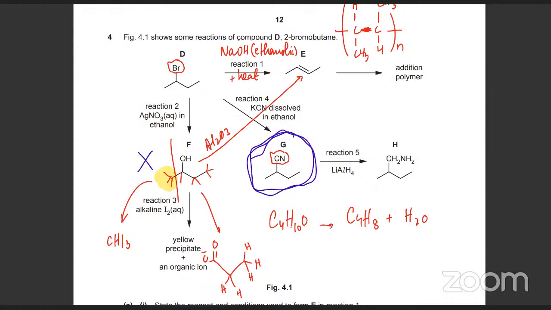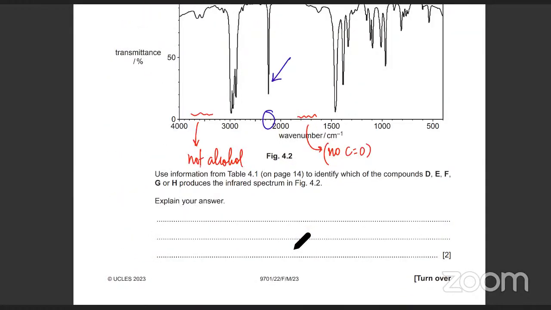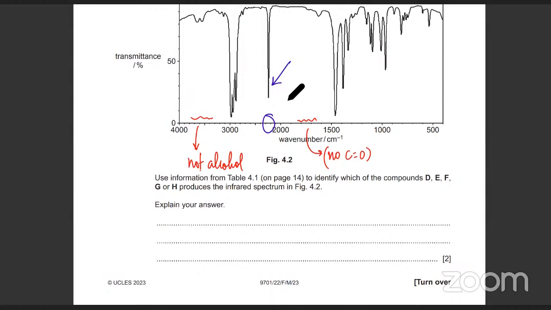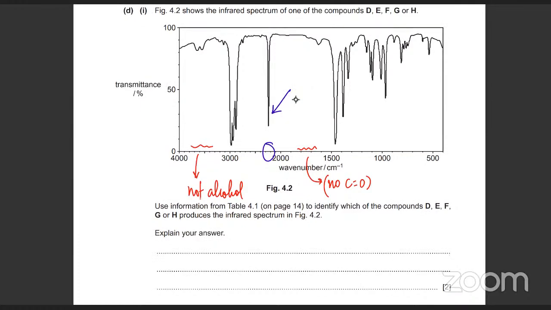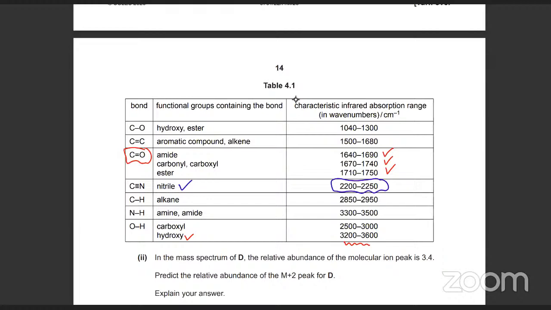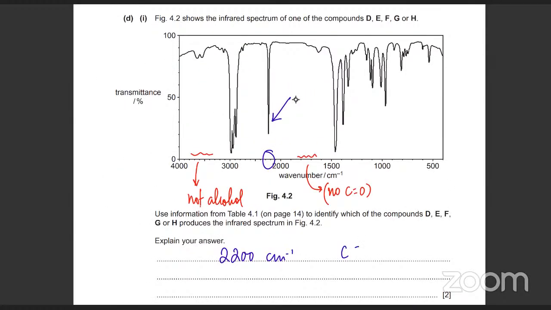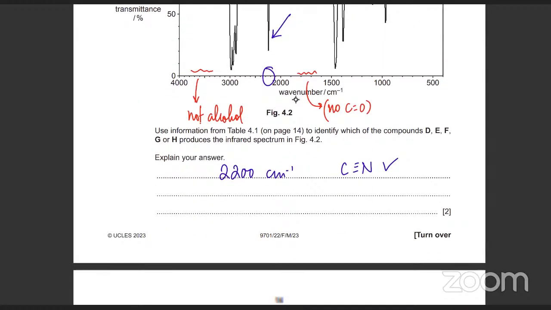For the last part, I think there were just 4 questions. You're just going to explain that this is C≡N at 2200. Quote the exact value. The exact value is 2200 to 2250. So it was a nitrile that was present, and you just tell them that. Therefore, it's G. That's the answer.